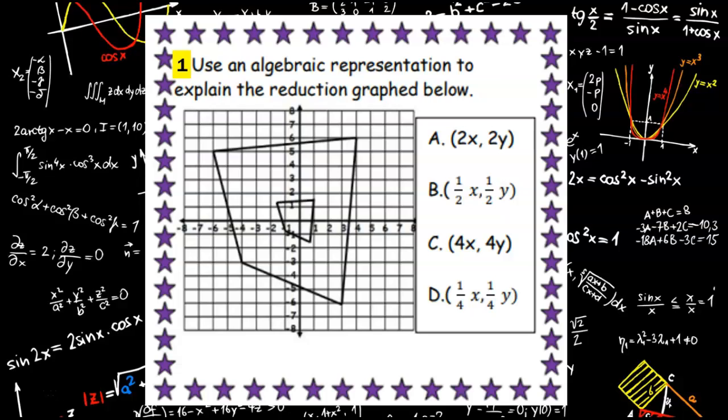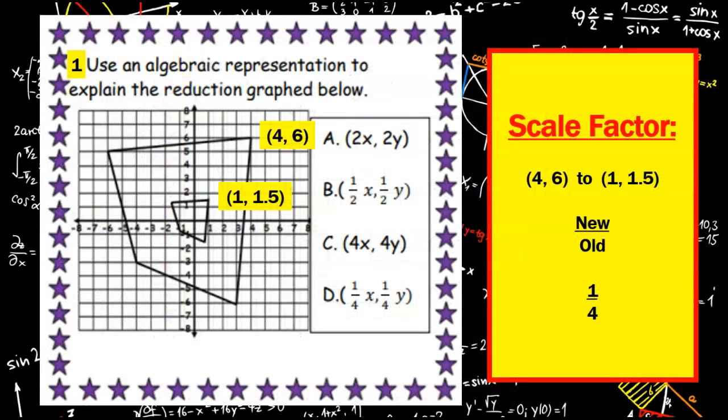Question number 1. Use an algebraic representation to explain the reduction graphed below. All right, the answer here is D. Grab a pen here. The answer is D because our scale factor is 1/4.